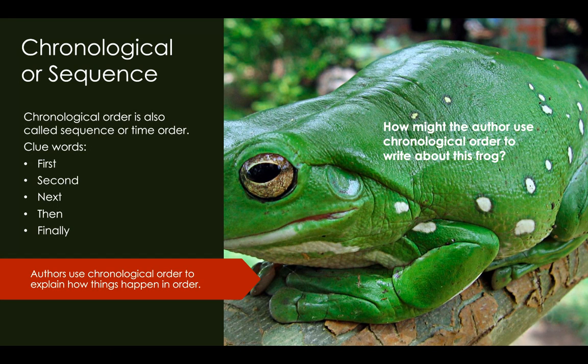If you are going to write about this picture, about this frog, how might you, as the author, use chronological order to do this writing? What is something about frogs that you can think about that must happen in chronological order? Well, if you said the life cycle of a frog, you would be exactly right. That is something that must happen in a specific order. So if you were going to be writing about that, you would be writing in chronological or sequential text structure.